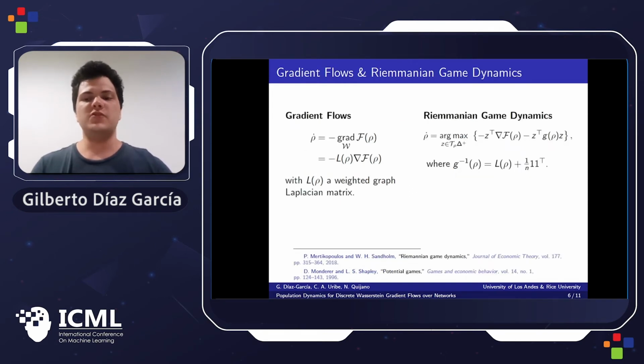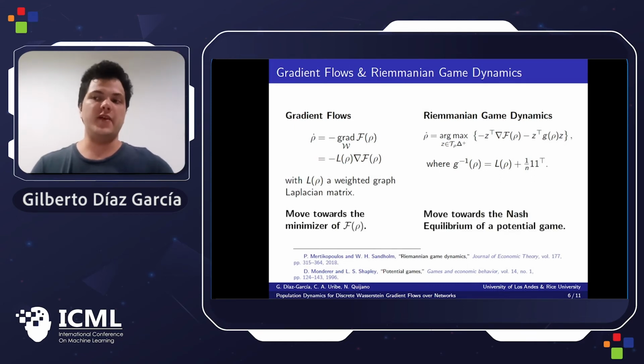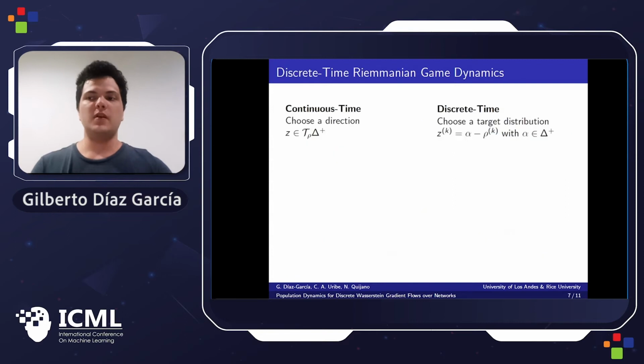Now, how are the functions minimized? We start by defining the gradient flow with the new metric tensor. However, it's interesting to note that it's equivalent to a game theory formulation. While in a gradient flow we move towards the minimization of function f, in a Riemannian game dynamic, a population plays a game between themselves, moving towards the Nash equilibrium of a potential game.